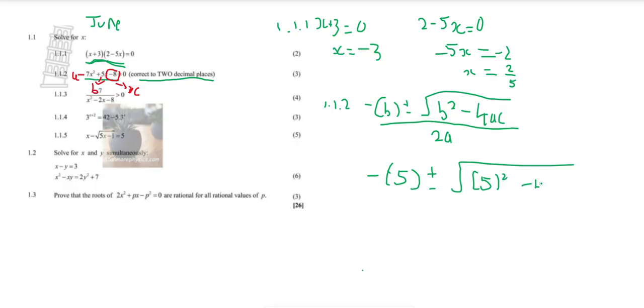Minus 4. What's our a? Our a, we said it's 7. Then our c, we said it's -8. Minus 8, all over 2a, which is 2 of 7. Now remember, in this one we're going to get 2 x values.